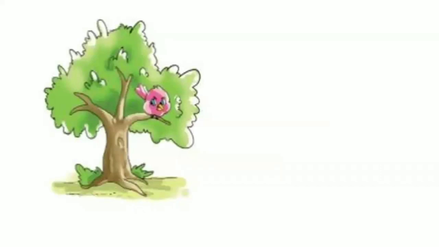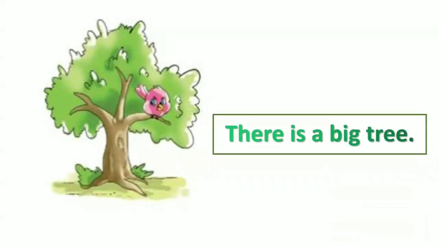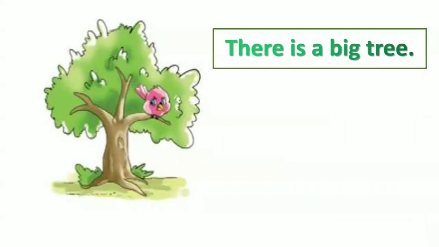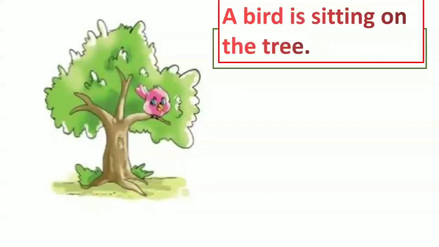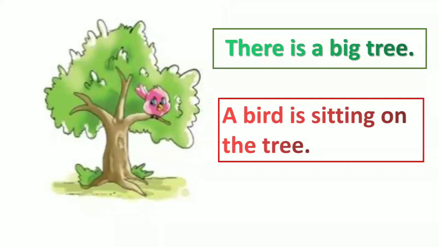So, what do you see in this picture? We see a tree and a bird. So how do we describe it? There is a big tree. What you can tell? There's a big tree. And can you tell me where is the bird? The bird is sitting on the tree.